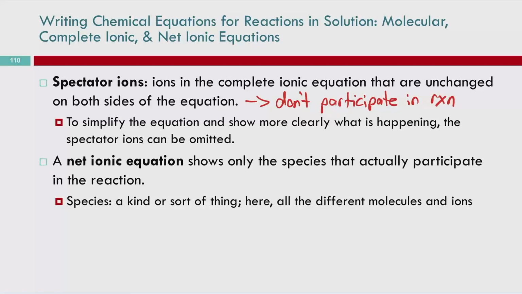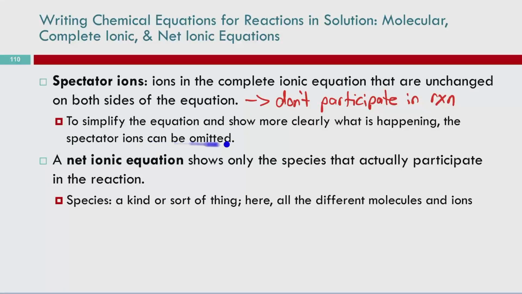They'll look the same on the left side as they look on the right side when we're looking at our complete ionic equation. So if you find something that's the same on the left and the right, that's a spectator ion. And we can omit spectator ions, and when we do that, we get our net ionic equation. Not complete, our net ionic equation.